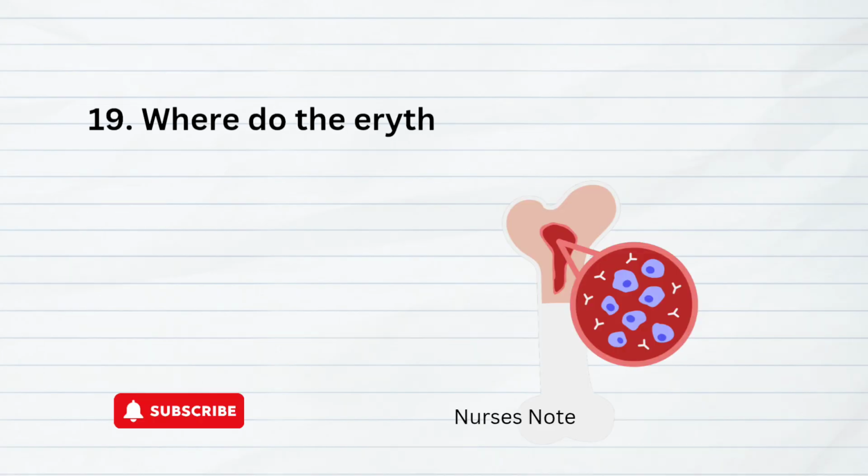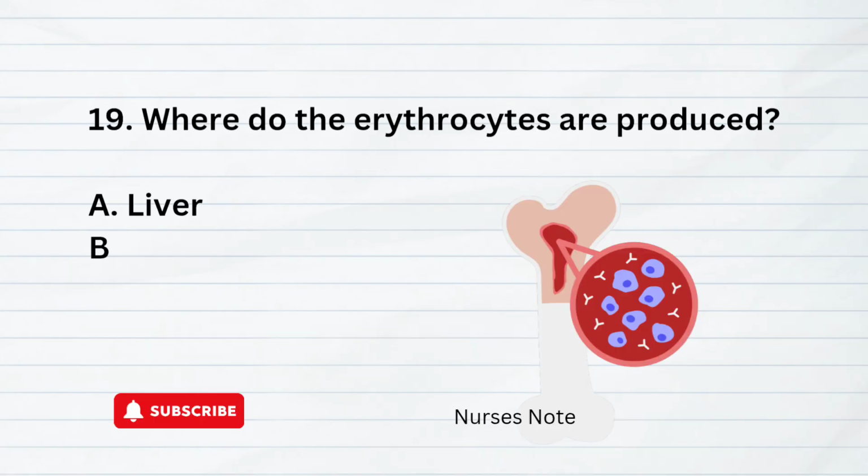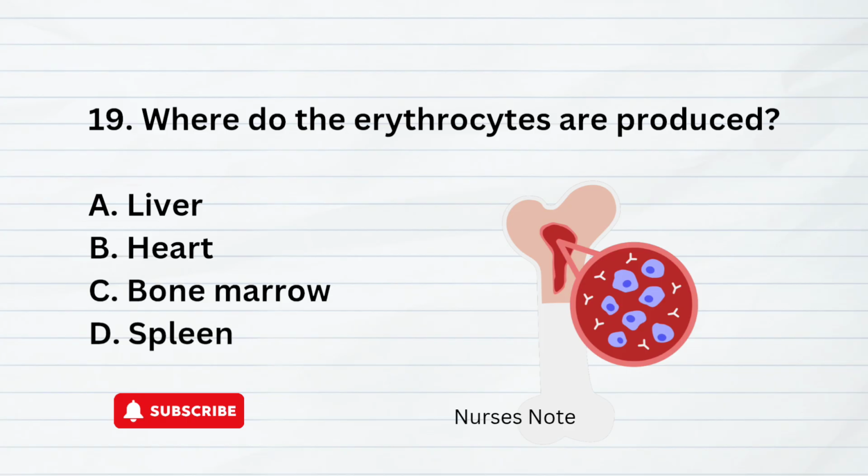Where are the erythrocytes produced? A. Liver. B. Heart. C. Bone marrow. D. Spleen.